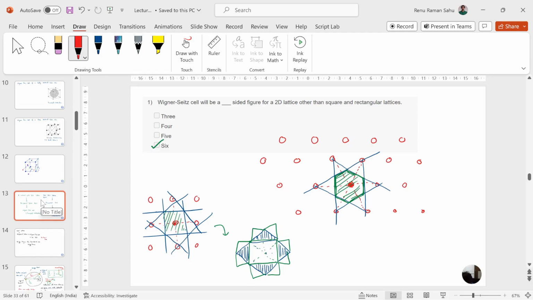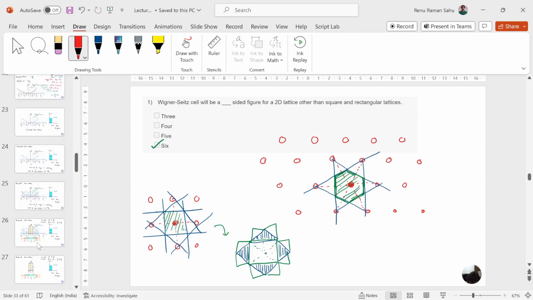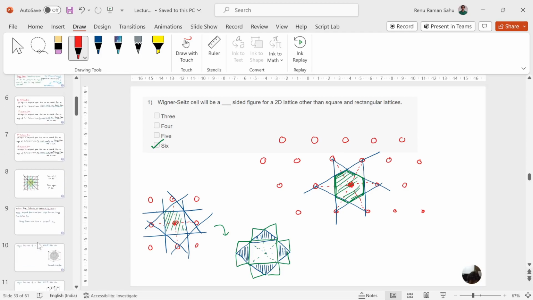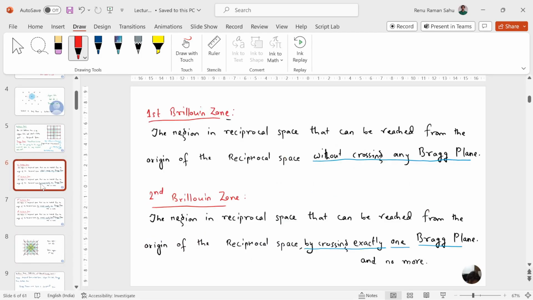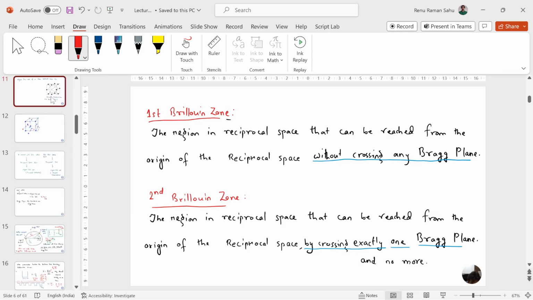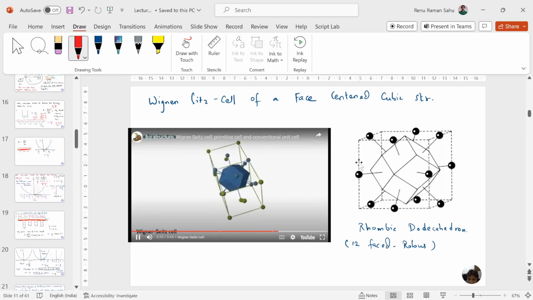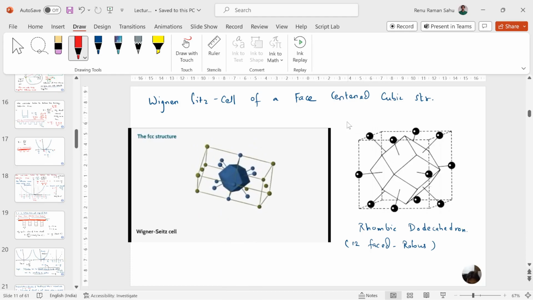So what is the body center? It is a real space crystal. So what is it talking about? Is it some question or just a general doubt? General. You told one piece of information, that body centered will be having a rhombic dodecahedron, right? The Wigner cell of a face centered cubic is a rhombic dodecahedron. So what is the Wigner cell here? Will it be a BCC or an FCC?